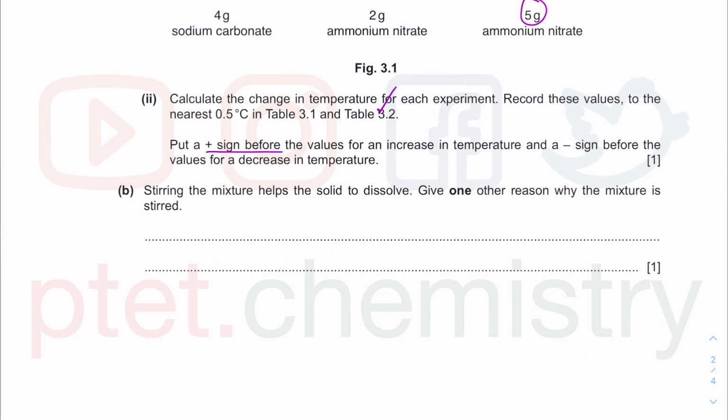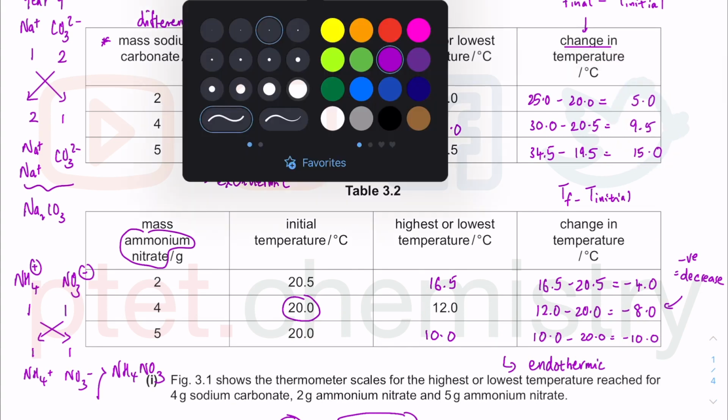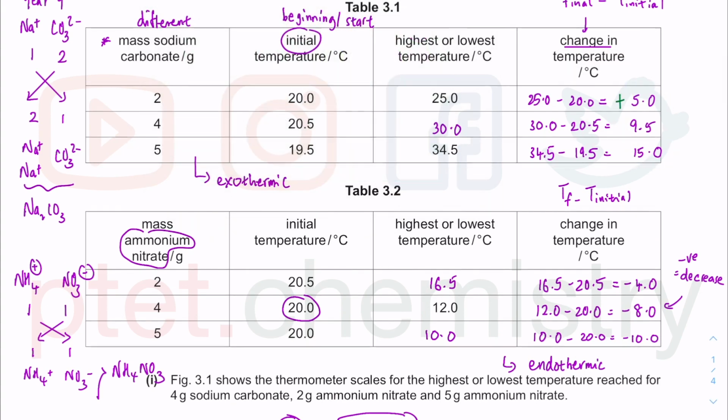Put a plus sign before the values for an increase. So it's a final temperature minus an initial temperature. I would have lost marks if I didn't put the plus in front. So you could see that I put a negative in all of these, but I have not put a positive in all of these because we need to follow instruction. Plus, plus, and plus. The plus there indicates an increase in temperature.